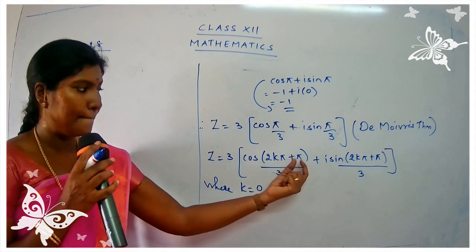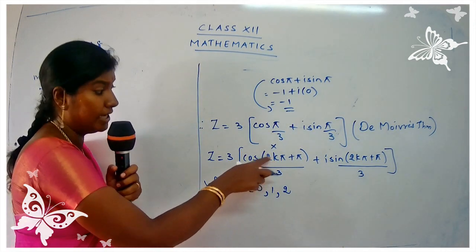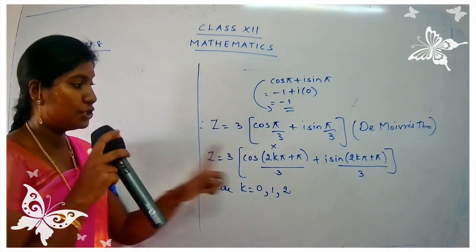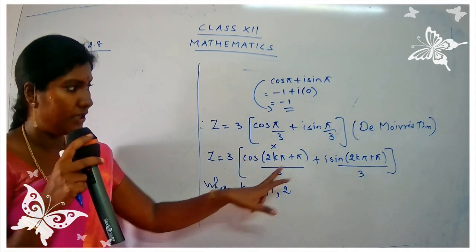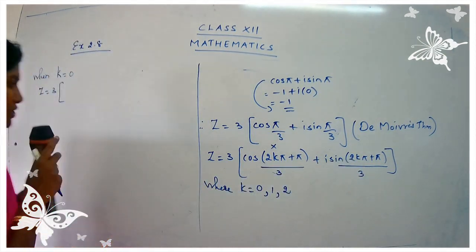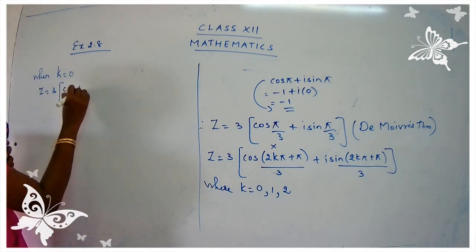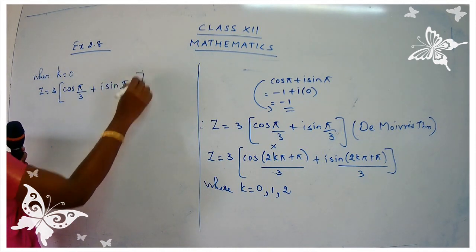So what is left here? Cos pi by 3, this term vanishes because k is 0. So you get 2 into 0 into pi, which is 0. 0 plus pi, pi by 3. So cos of pi by 3. Same way here, because here also we are dealing with the same angle. So what is left here, children? 3 cos pi by 3 plus i sine pi by 3. This is what is left.